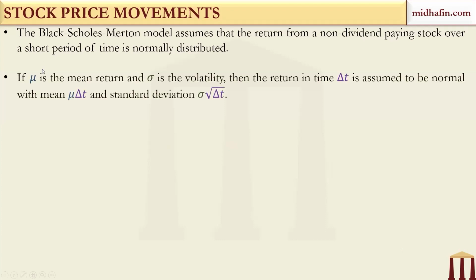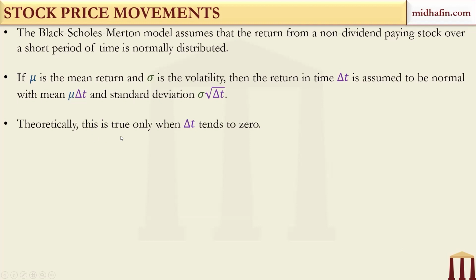And if mu is the mean return and sigma is the volatility, and let's say these are annual, then return in time delta t, which is a small time delta t, maybe 1 day, 1 week, something like that, is assumed to be normally distributed with a mean of mu delta t. If it is 1 day, so delta t will be how much? 1 over 252. And if annual return is 15%, so it will be 15 by 252, your daily return. Okay. And standard deviation, sigma root delta t. Because variance is something which will be multiplied with delta t, not standard deviation. Standard deviation is square root of variance, and that's why square root of delta t.